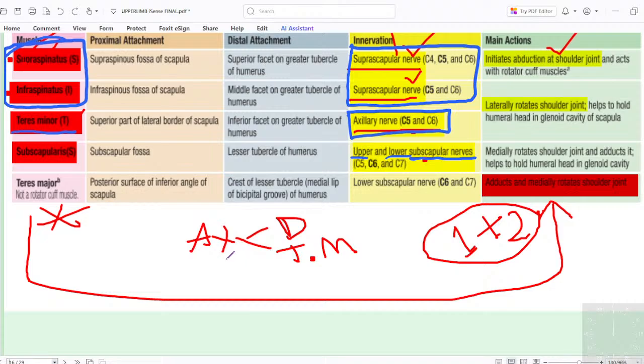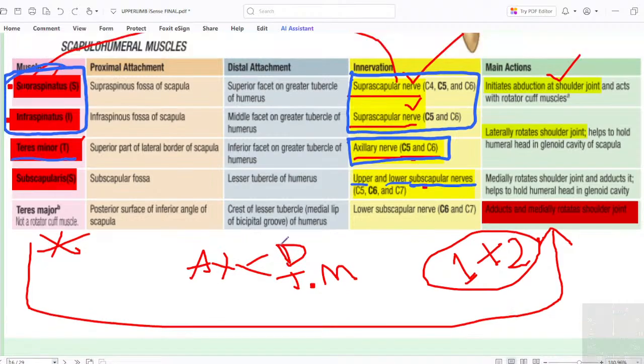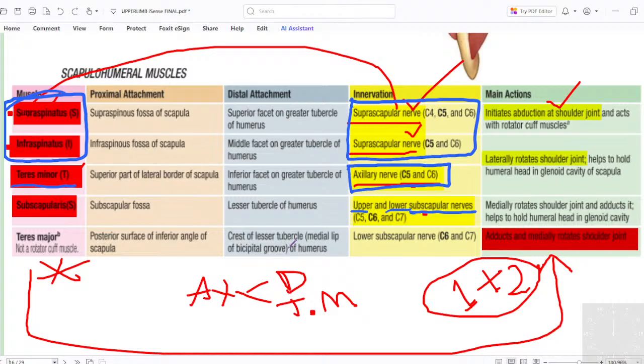So, Dr. Jafar, can you recall quickly the rotator cuff muscles and their nerve supply? So the rotator cuff muscles, the mnemonic SITS: on the greater tubercle, supraspinatus, infraspinatus, and teres minor, and on the lesser tubercle the subscapularis. Supraspinatus and infraspinatus are supplied by the suprascapular nerve, teres minor by the axillary nerve, and the subscapularis by the upper and lower subscapular nerves.